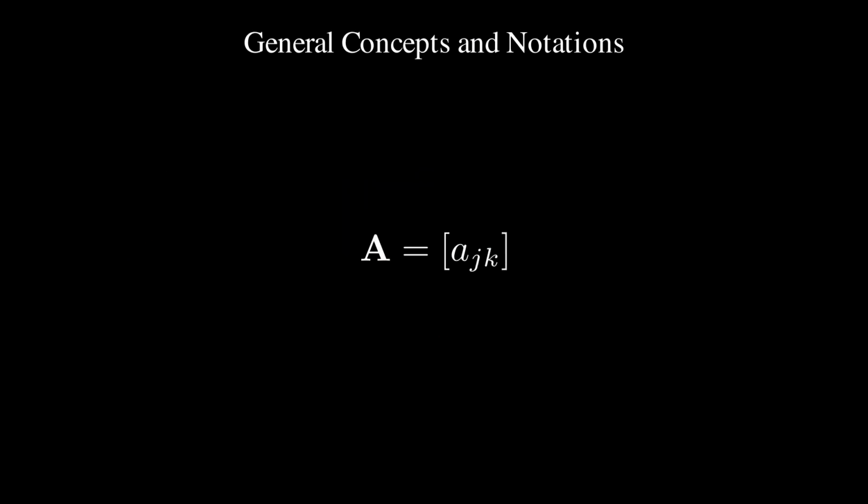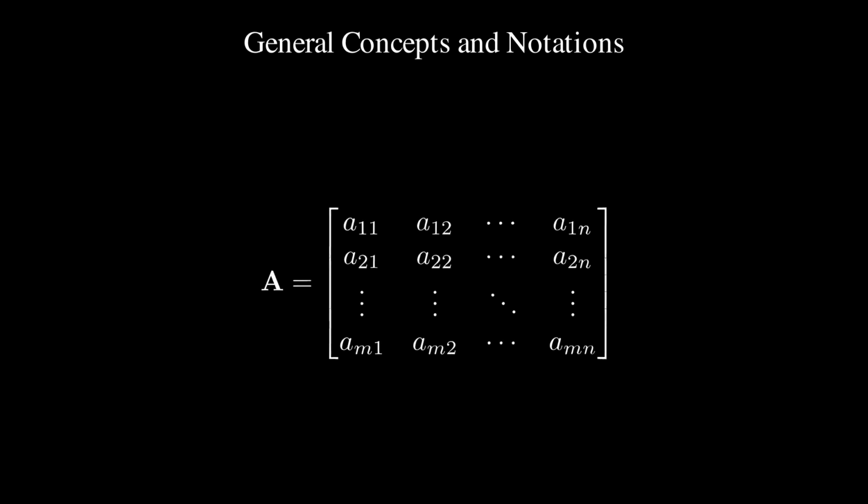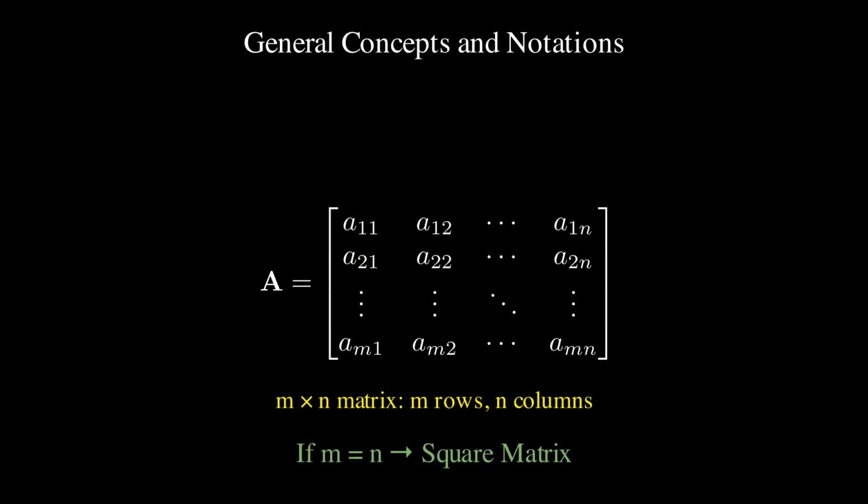Let us formalize what we just discussed about matrices. We denote them using capital bold letters like A, B, or C. An m by n matrix means m rows and n columns. Rows always come first. Each element has 2 subscripts. For example, a21 means row 2, column 1. If the number of rows and columns are equal, we call it a square matrix.